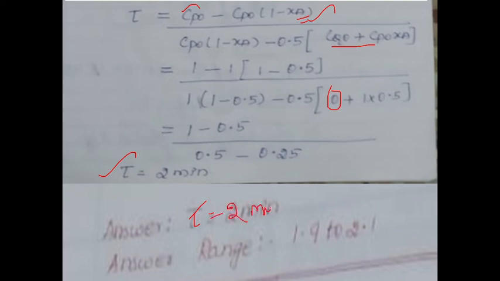The answer range is given. The answer range for this problem for tau is 1.9 to 2.1. So this is the answer range. Our answer, tau of the CSTR equal to 2 minutes, is within this range, 1.9 to 2.1.